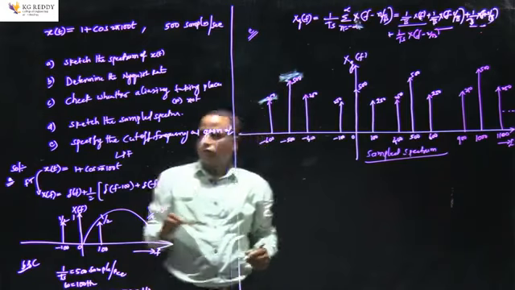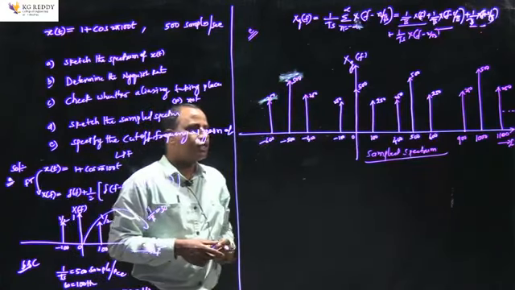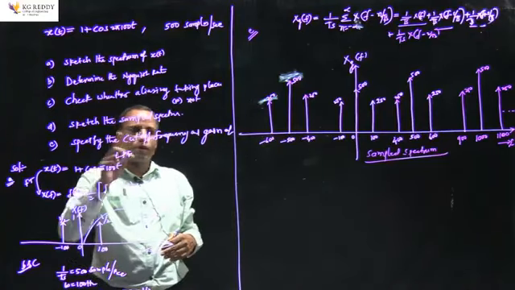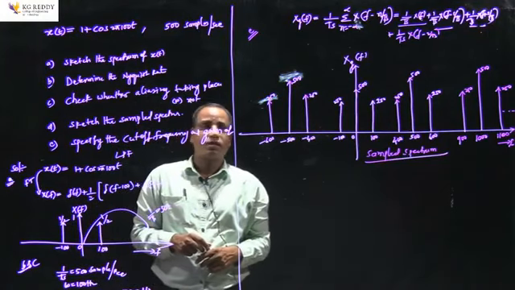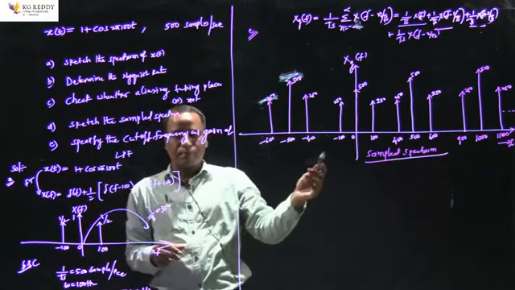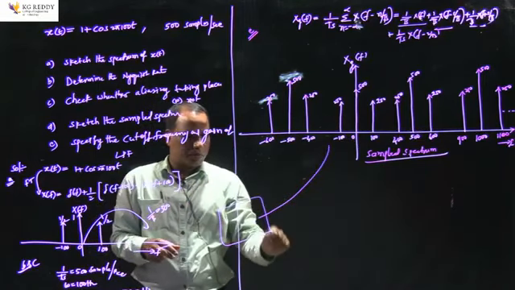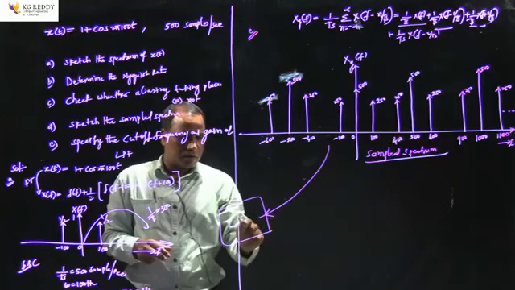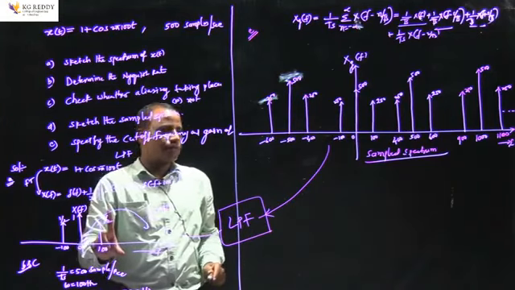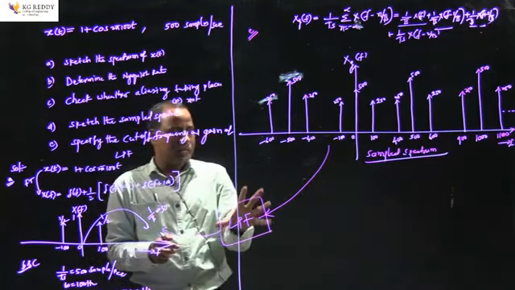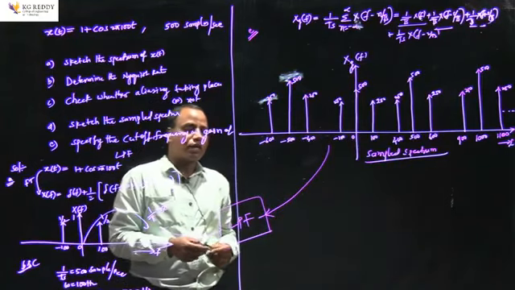And now question E says we need to design a low pass filter which is used to get back the original spectrum from the sample spectrum. So we need to specify the cutoff frequency and the gain of the low pass filter by which we can get back this original spectrum. This is a sample spectrum, and we need to pass the signal through an ideal low pass filter in order to get this particular signal. Output is this and input is this. We need to determine the cutoff frequency and gain of the low pass filter.